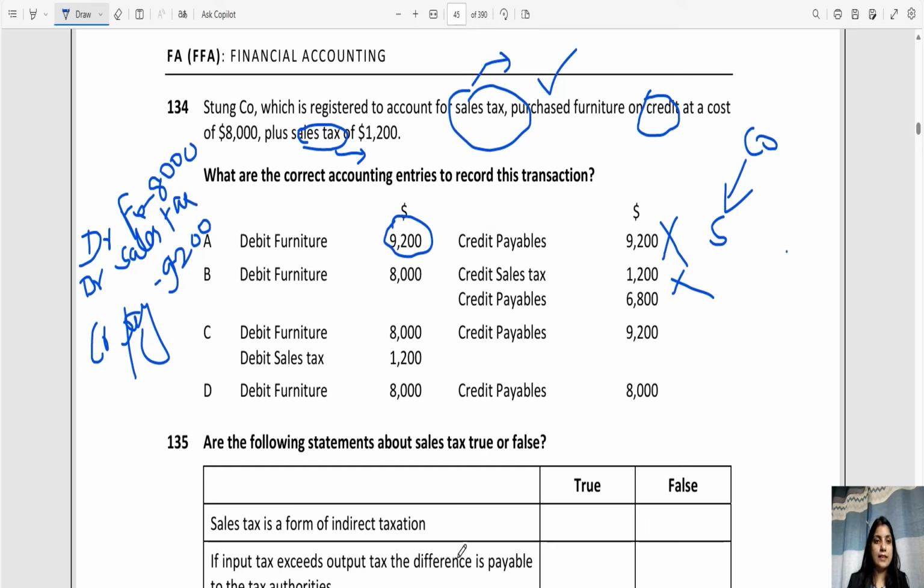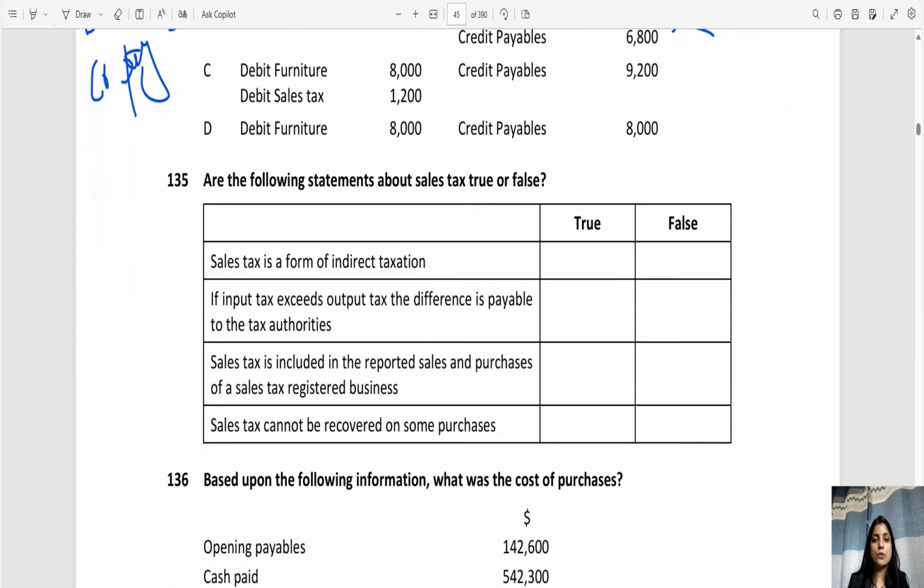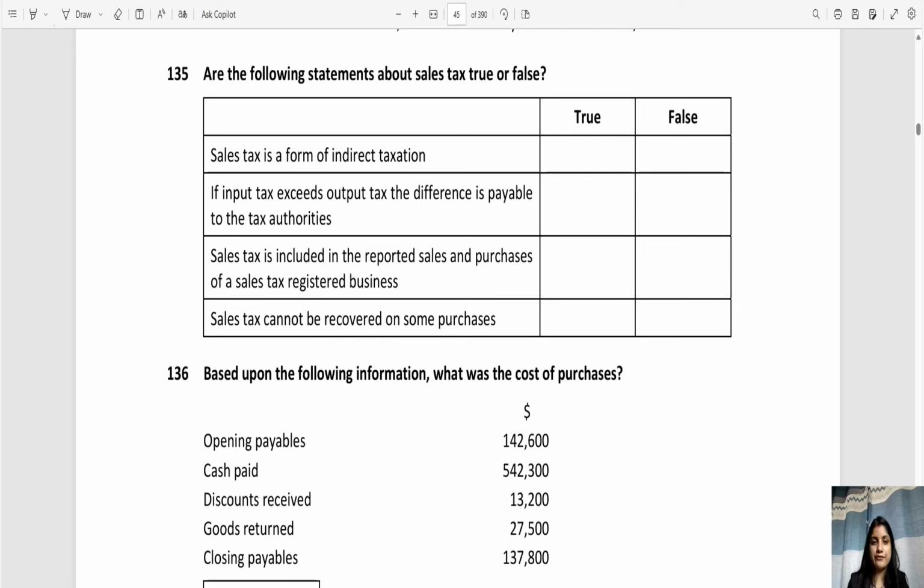Okay, so moving to the next question, number 135. The question says, are the following statements about sales tax true or false? Let's read out these statements. The first statement says sales tax is a form of indirect taxation. Basically we know that there are two types of taxation, direct and indirect. Direct means that you pay the tax by yourself, like in the case of employment or self-assessment, right? You pay the tax by yourself.